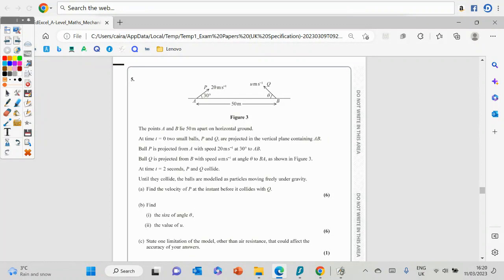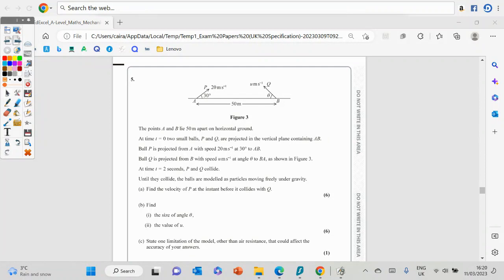So the points A and B lie 50 meters apart on horizontal ground. Of course they lie on horizontal ground. Right. Time equals 0. 2 small balls P and Q are projected in the vertical plane containing AB. Ball P is projected from A with speed 20 meters per second, 30 degrees to AB, and ball Q is projected from B with speed u meters per second at angle theta to BA, as shown in figure 3.